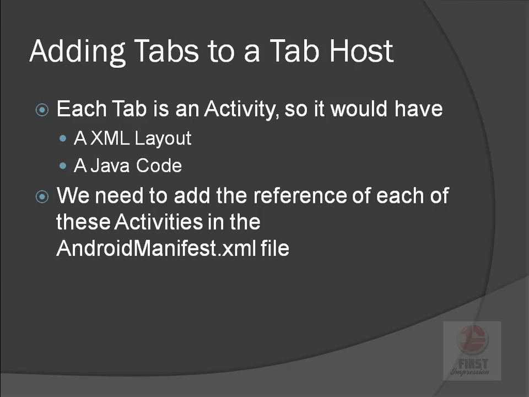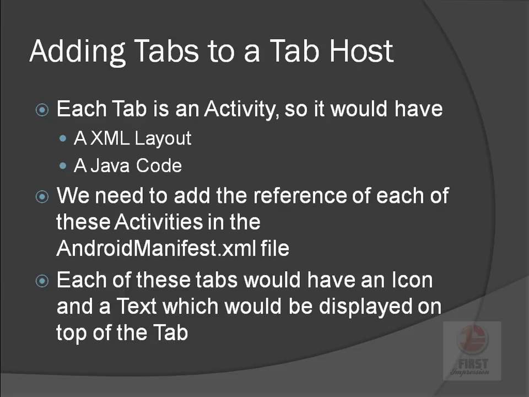And we need to add the reference of each of the activities inside the Android manifest file. We have already done this when we added multiple activities, but over here as well, whenever we'll be having many activities inside our application, then we have to add the reference of each of the activity inside the manifest file. And we have to appreciate the fact that each of these tabs will have an icon and a text which will be displayed on the top of the tab.